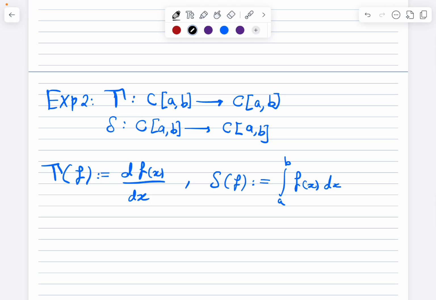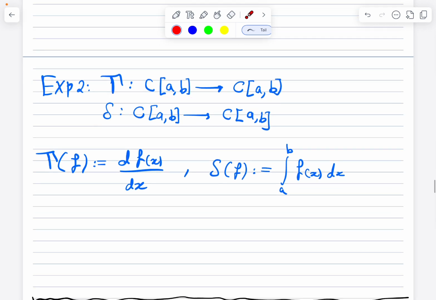So here we have two important linear operators. The first one I call T, and the second I call S. Again, from continuous function to a continuous function, and it is the following. The first one is the differentiation operator. So basically the input is a function and the output is the derivative of the function, and the second is the integration operator.